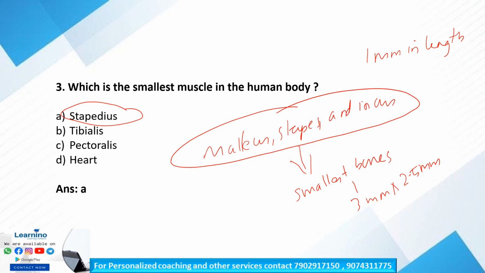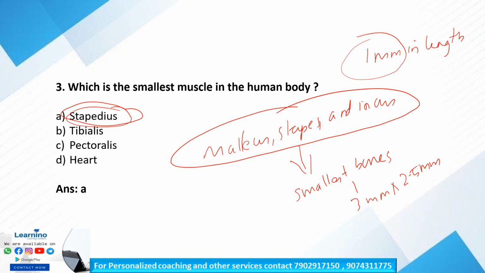It inserts into the neck of stapes. Okay, the stapedius muscle is inserted into the neck of stapes. Okay, so that muscle's length is about 1 millimeter only. So the smallest muscle in the human body is the stapedius.